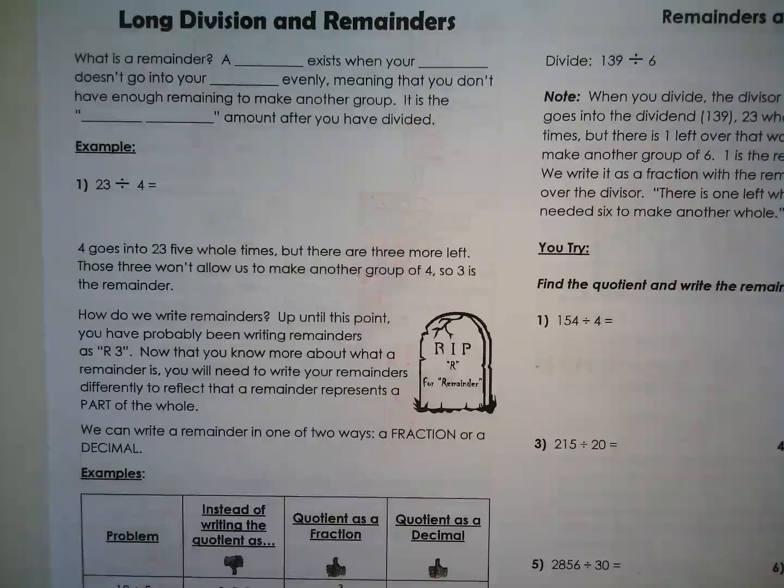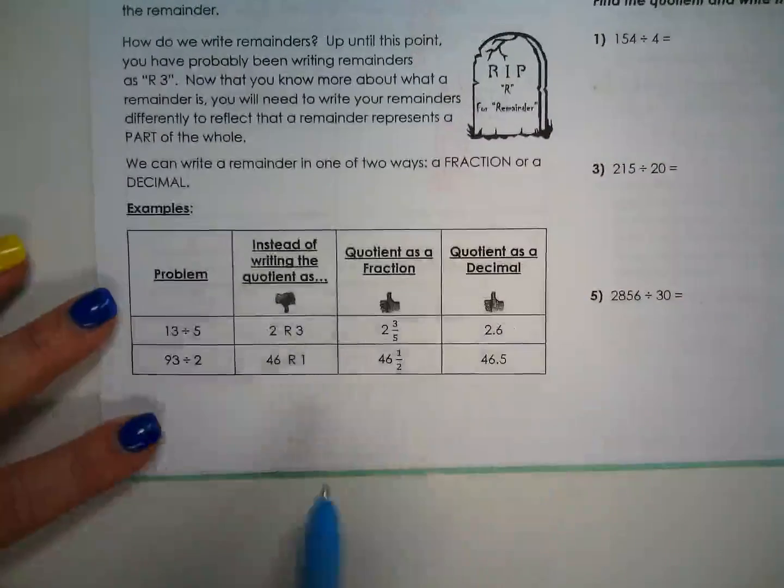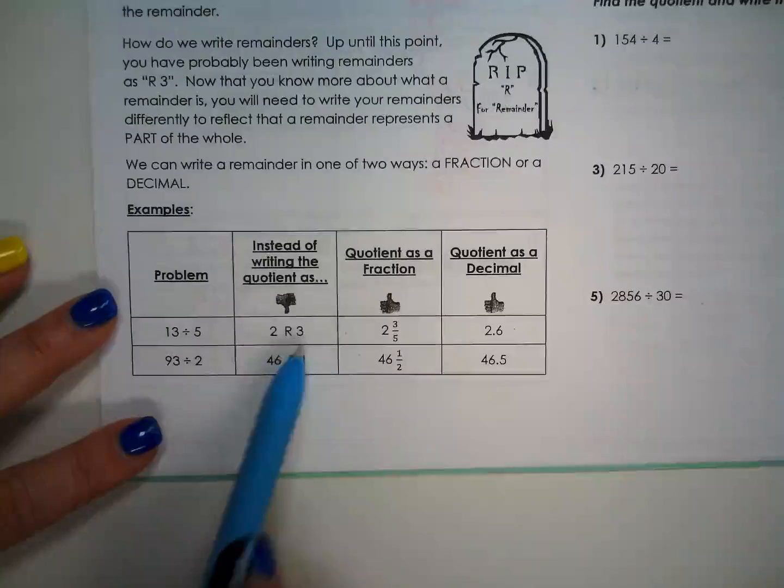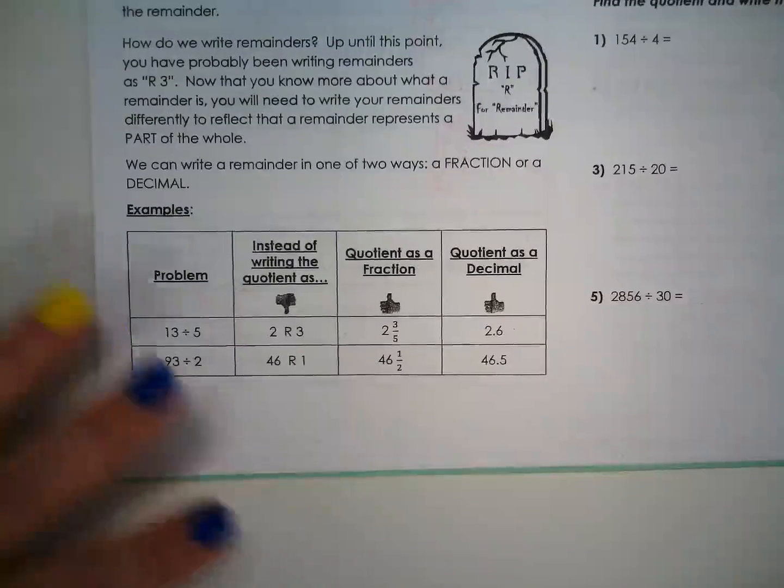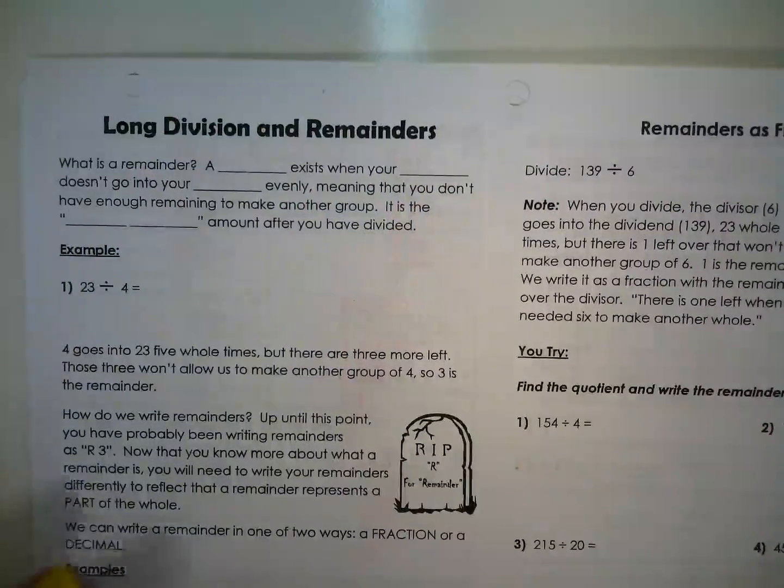So today we want to know, well, what happens when we get to the bottom of a problem and that remainder isn't 0? What do we do with it? Now in elementary school, you guys have been saying R something, right? Does that ring any bells? When you get a remainder, you've been writing things like R3 or R1. Okay, we're not going to do that anymore. Let me tell you why.